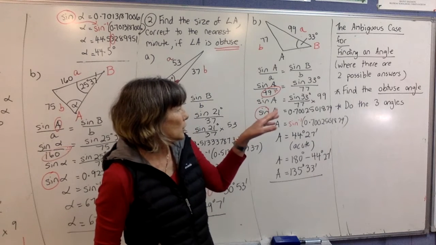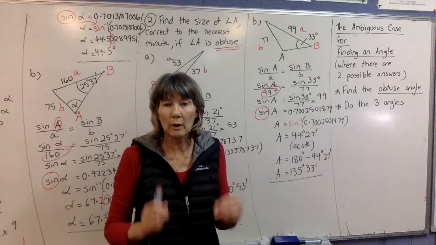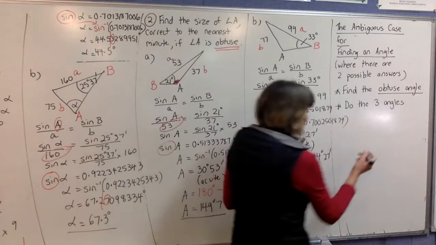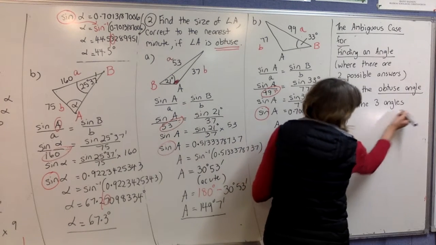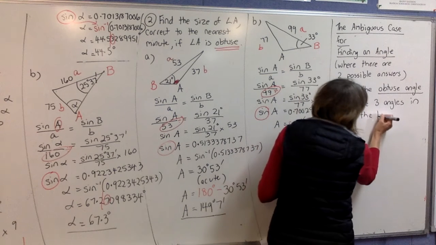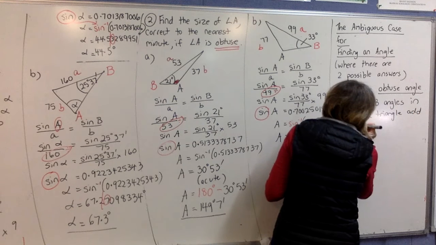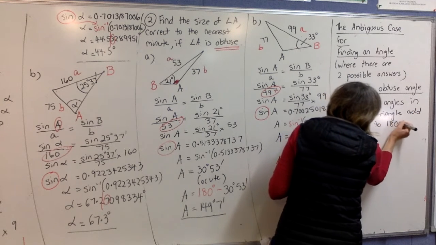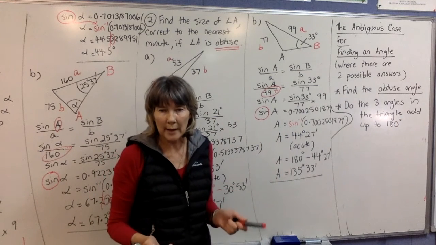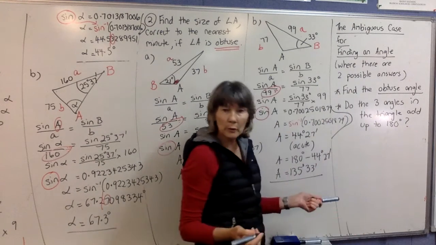So what we've got to do is we find the obtuse angle. Regardless, we get the acute angle off the calculator, we find that obtuse angle as well. And then we want to know, do the 3 angles in the triangle add up to 180 degrees. Now, you might not have all 3 angles, right? So what you've actually got to know is you might only have 2 of them, right?